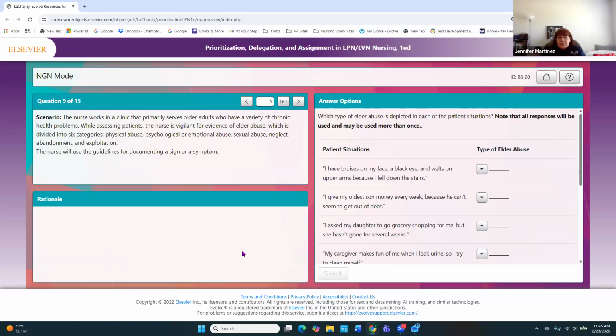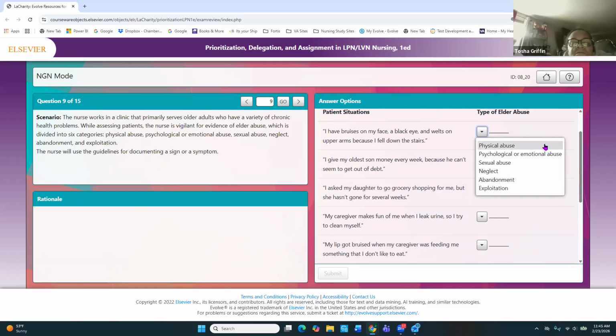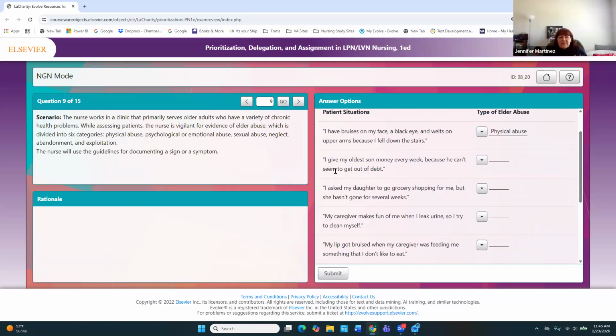So, which type of elder abuse is depicted in each of the patient's situations? Note that all responses will be used and may be used more than once. I have bruises on my face, a black eye, and welts on upper arms because I fell down the stairs. What type of abuse? Physical. I give my oldest son money every week because he can't seem to get out of debt.